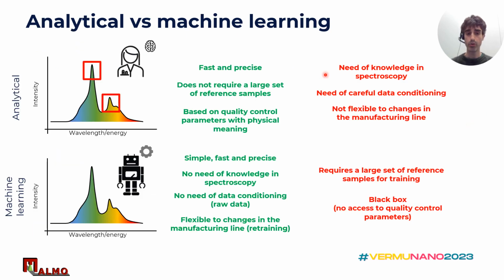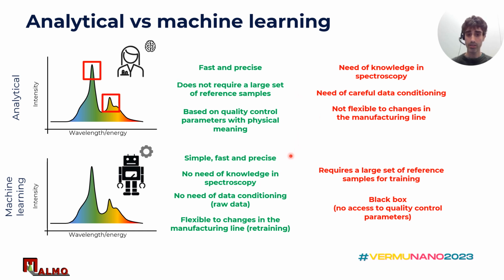So what are the differences between using analytical or machine learning methodologies for process monitoring? Well, in the case of analytical, it is fast and precise, does not require a large set of reference samples for their development, and they are based on quality control parameters that have a physical meaning. However, the drawback is that you need quite high knowledge in spectroscopy in order to be able to work with the data. You also need to be very careful how you condition this data to avoid any mistakes. And also the problem is that this is not flexible to changes in the manufacturing line. If you change a process, then you need to start all over again and create new methodologies.